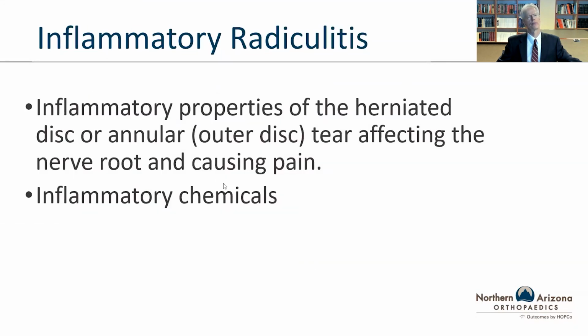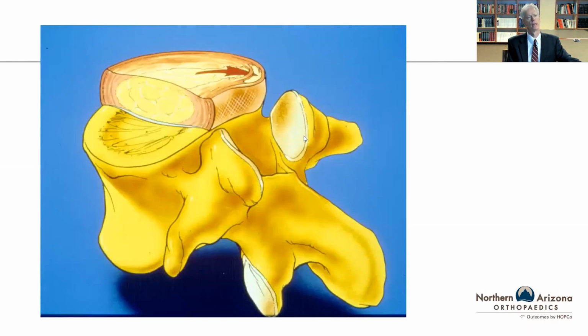So as I mentioned before, it's not just physical pressure from a ruptured disc or a bone spur pinching on the nerve. When you have a herniated disc, or even a tear of the annular fibers that I described as being like the onion rings, it causes inflammatory chemicals. And so if it's by the nerve root, it can cause nerve dysfunction and pain, even if it's not causing a lot of pressure, or both.